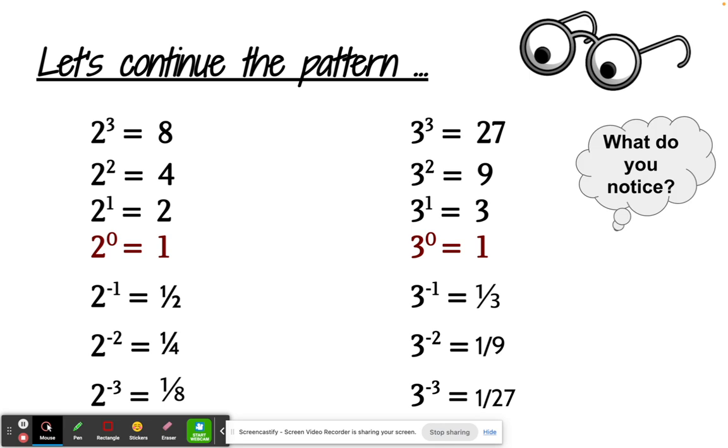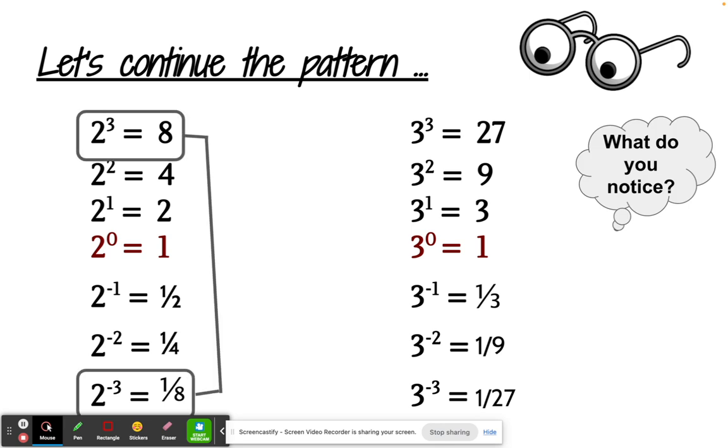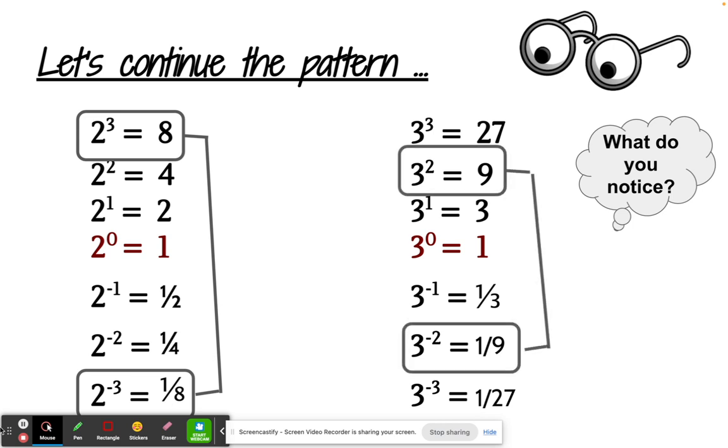So what do you notice? Notice that I have 2 to the third power is 8. 2 to the negative 3 power is 1/8. 3 to the second power is 9. 3 to the negative second power is 1/9. 3 to the third power is 27. 3 to the negative third power is 1/27.